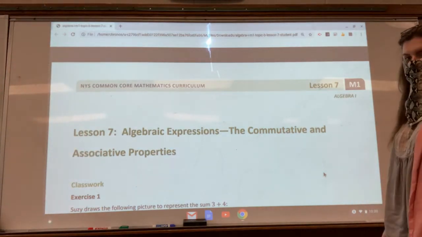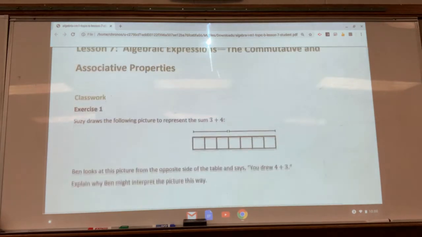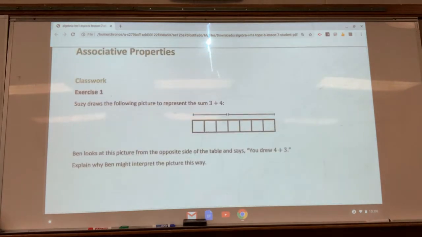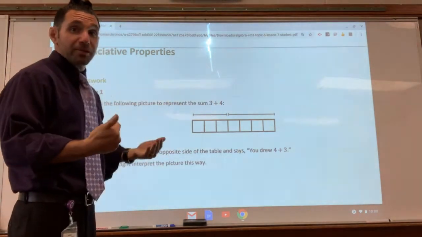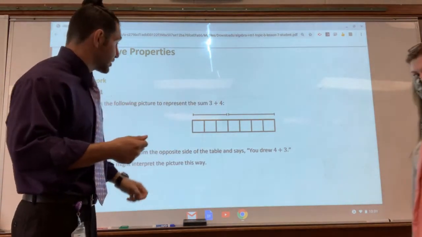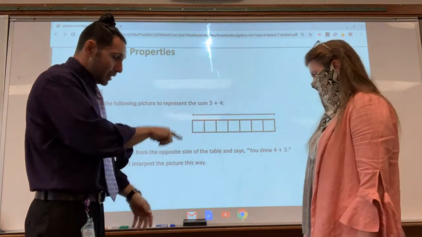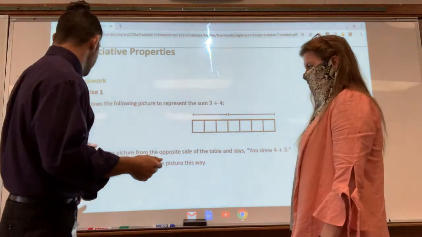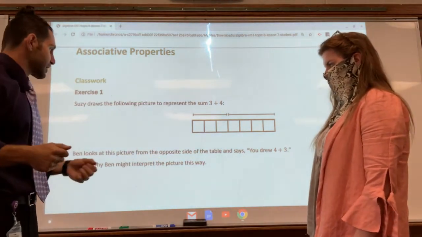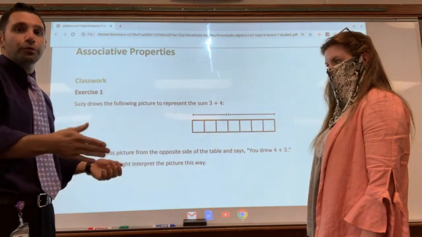Okay, so it says Susie draws the following picture to represent the sum of 3 plus 4. So let's turn this sideways. I'm going to be Susie. Miss Tucker's going to be Mr. H. So it's laying here. I've got 1, 2, 3 blocks, 1, 2, 3, 4 with these lines. When Ben looks at this picture from the opposite side, he says, you drew 4 plus 3.